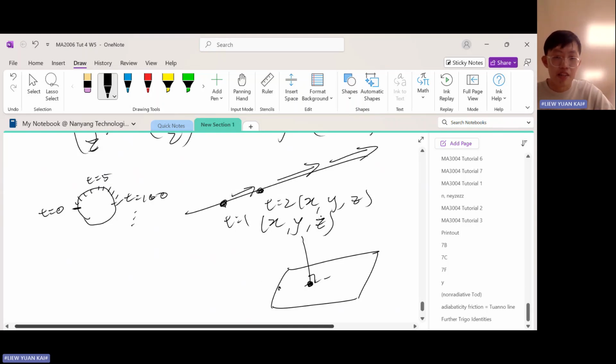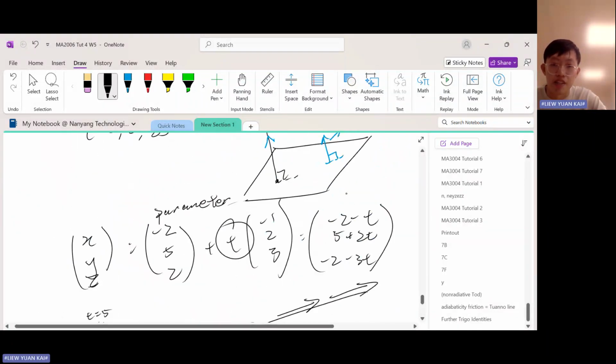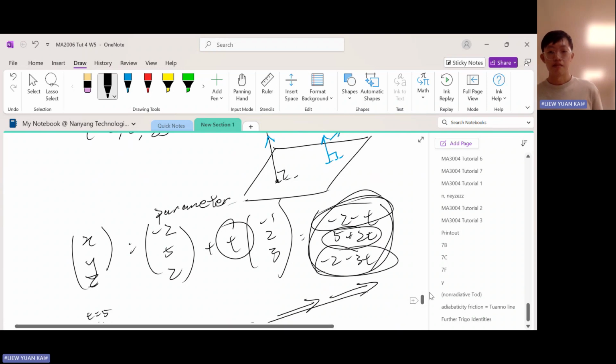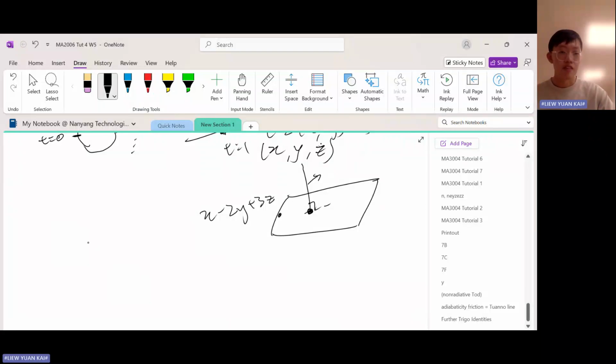And we have already found that the equation of this plane is x minus 2y plus 3z. And we have also found that the equation of this straight line is given by this: x equals negative 2 minus t, y equals 5 plus 2t, and z equals minus 2 minus 3t. So what we need to do is sub those in. Let me just write this down.